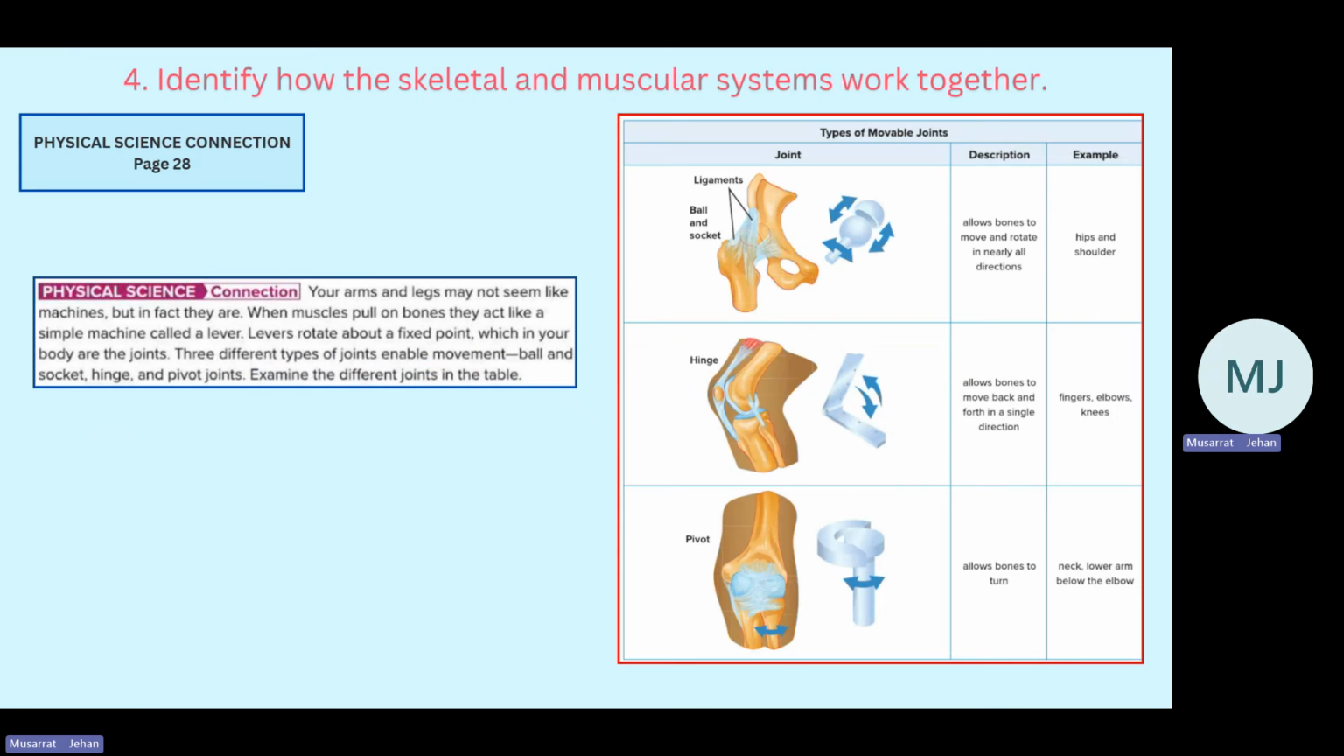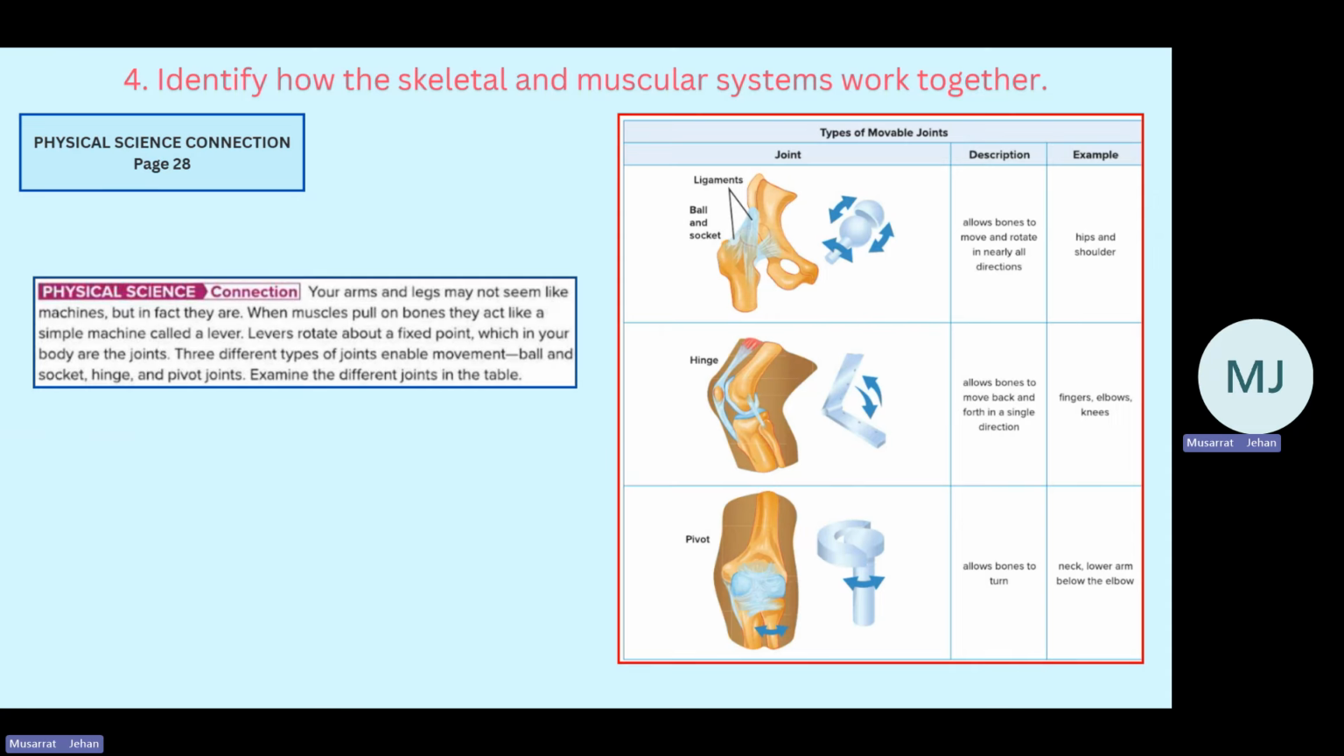Here it says page number 28, physical science connection. Physical science connection is telling us here that the arms and legs are just like machines. They're pulling the bones and acting like machines, which are called levers. And levers are rotating around a fixed point.